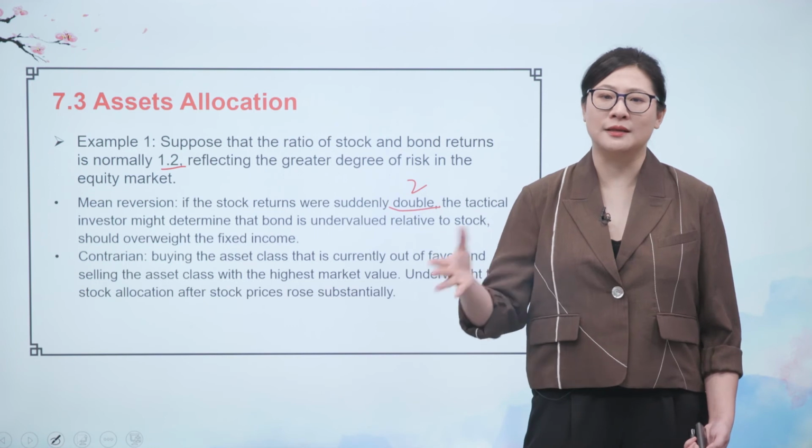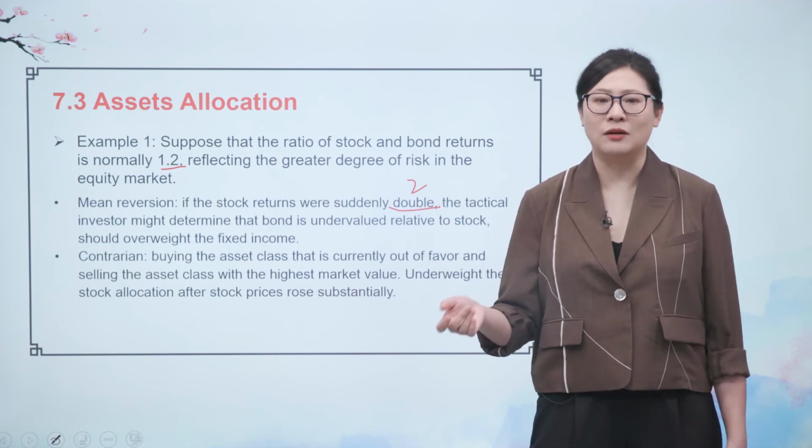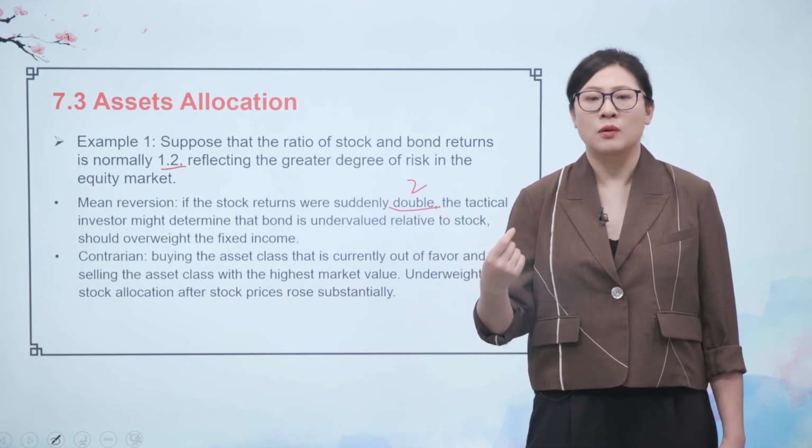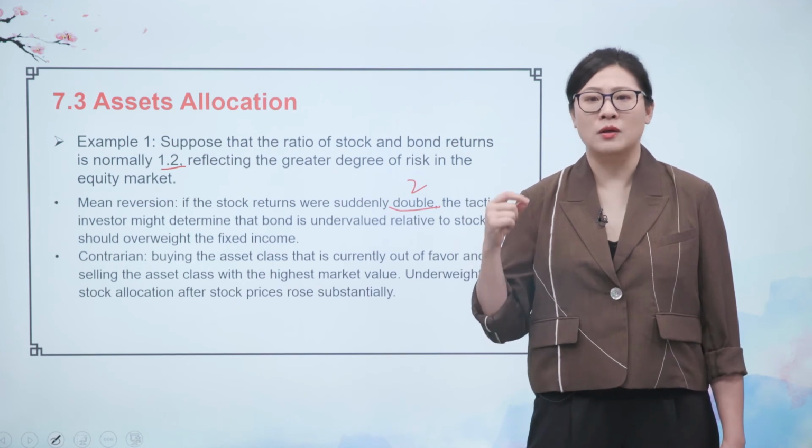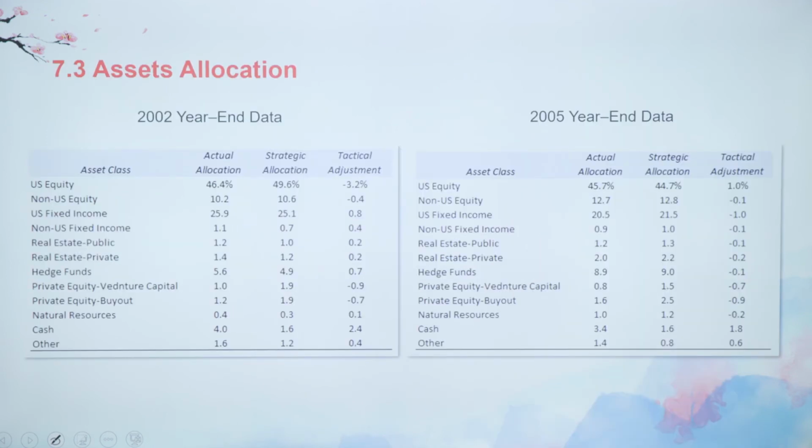So you are doing the tactical asset allocation to allocate your weight based on your view. Now in this slide, I will show you an example for strategic asset allocation and tactical asset allocation, the SAA and TAA. Let's have a look at this table. On the left-hand side, it is the 2002 year-end data, and on the right-hand side is 2005 year-end data.